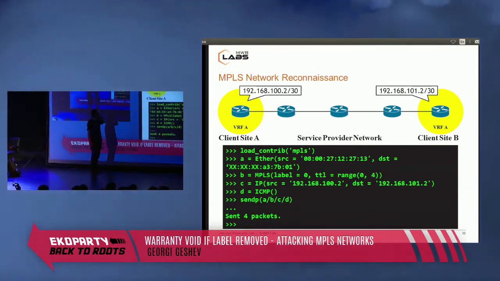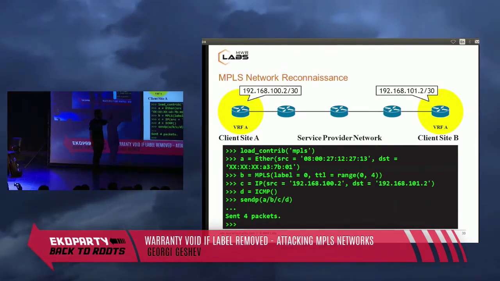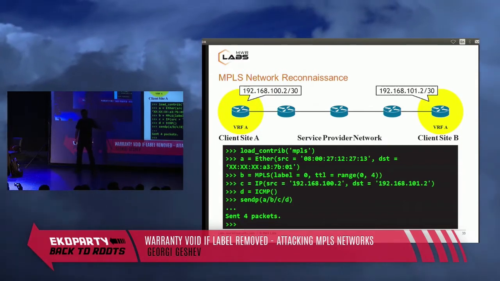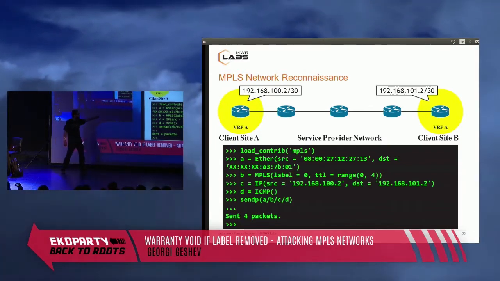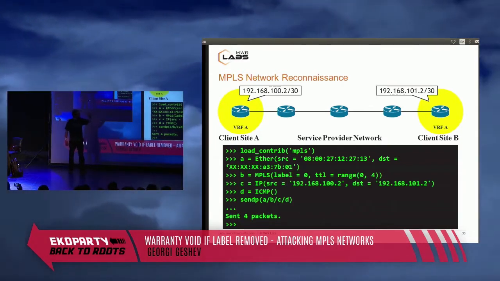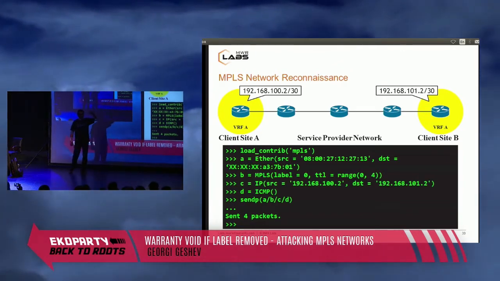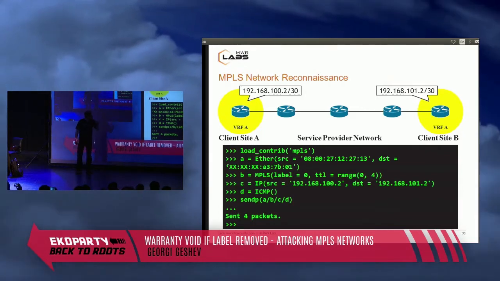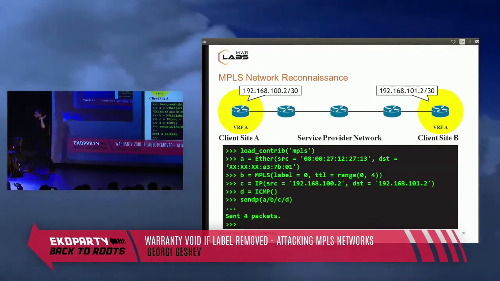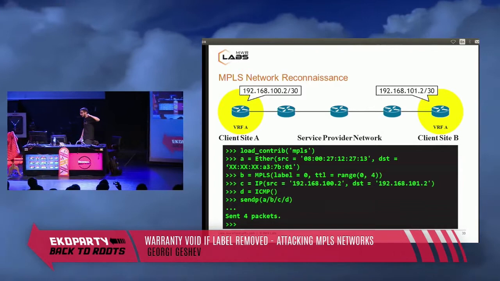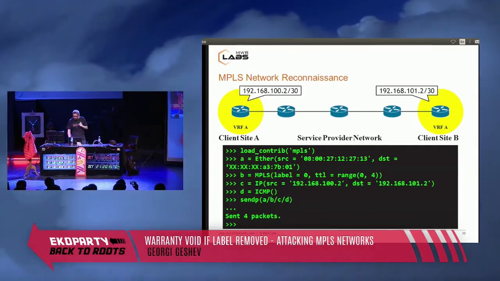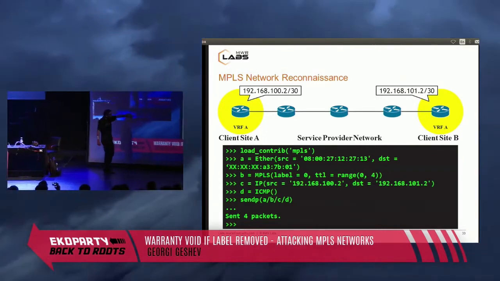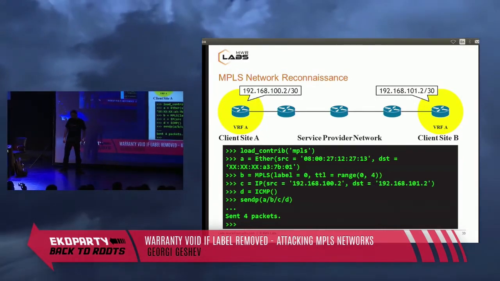You need to configure, to basically set your source and destination MAC addresses, stick an MPLS label on top of Ethernet, and then in the IP header, point to the far end of the VRF that you're in, and of course, append some ICMP. By default, this is ICMP echo request, I believe. So this would generate 4 packets. Why 4? Because of the TTL range set from 0 to 4.